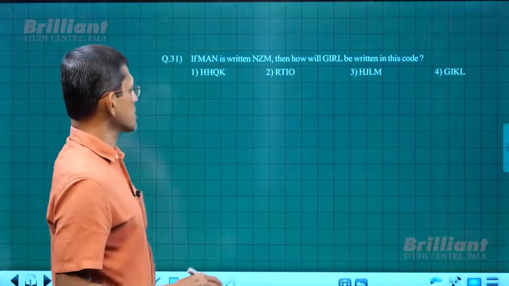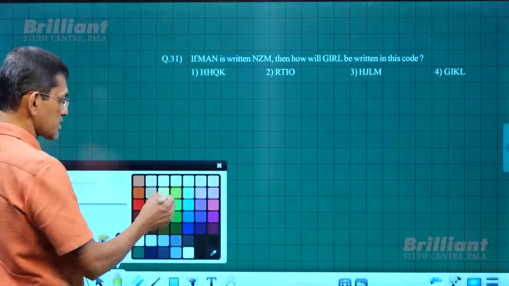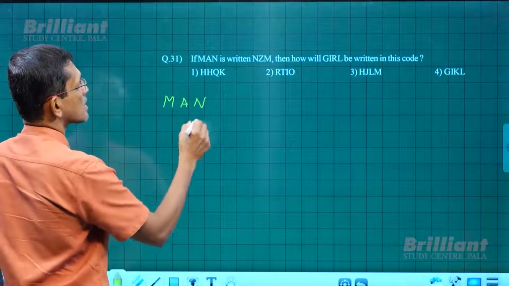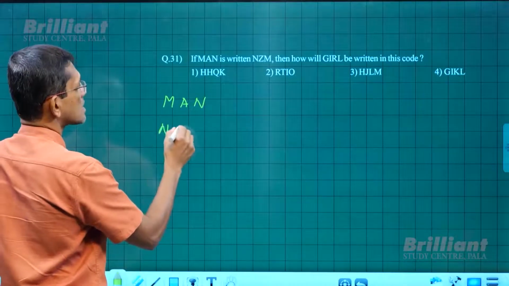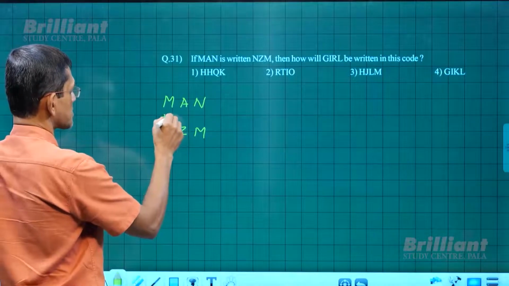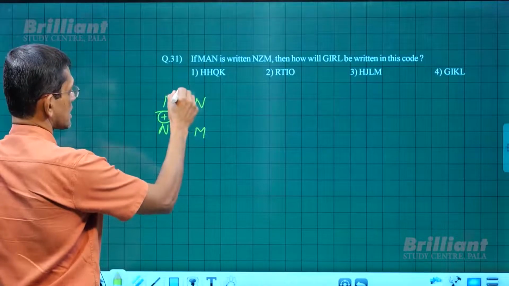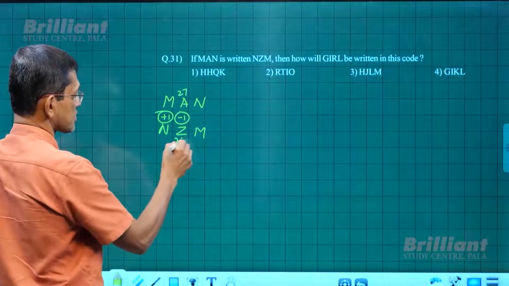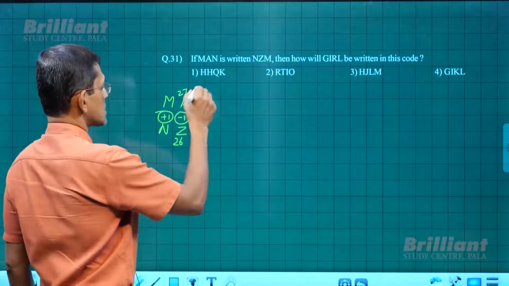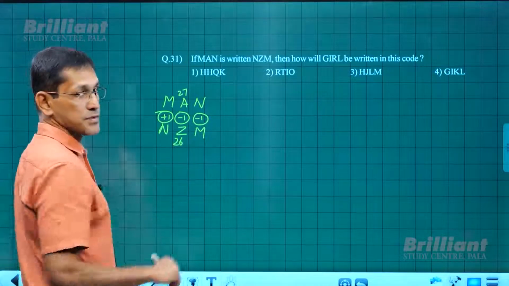31. If man is written as NZM. Okay, so let's take a look at what it's coding, decoding type question. So man is NZM. So M and N, so that's plus 1. A and Z minus 1. A can be taken as 27, and this is 26. That's possible. So minus 1, so this is N, this is 14, this is 13, so minus 1. So plus 1, minus 1, minus 1.